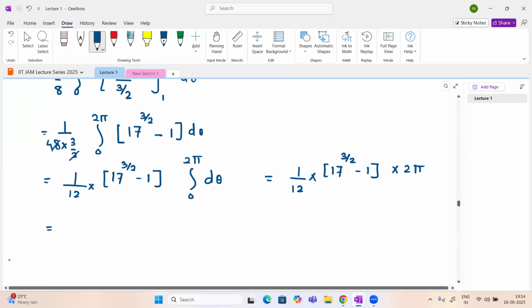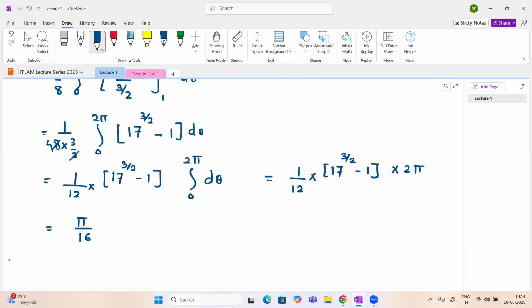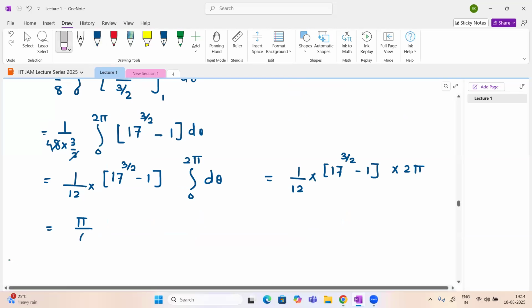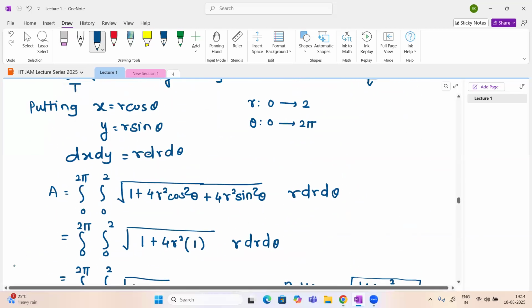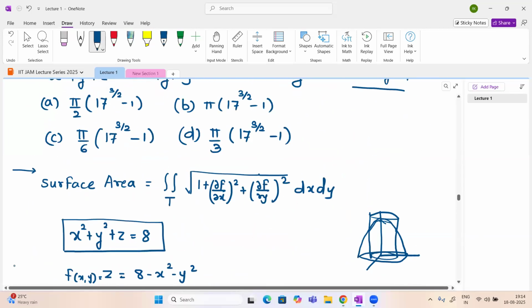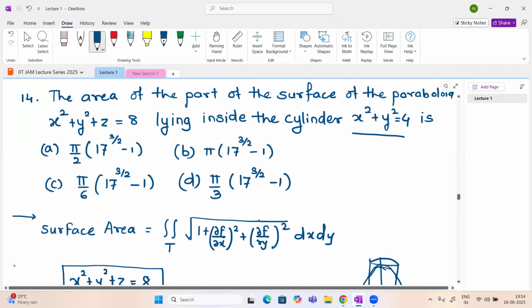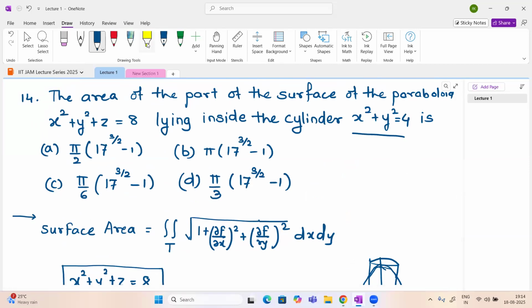What will you get finally? Pi by 6, right? Not 16, pi by 6. Yes, sir. 17 raised to 3 by 2 minus 1. So let me check the option. Is there pi by 6? No, we had got it. C option. Yes, sir. Option C.